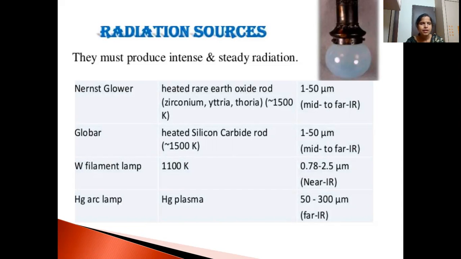This is the range where we can detect the various functional groups. Then the globar. The globar is a silicon carbide rod, heated at around 1500 kelvins. We observe the same range, 1 to 50 micrometers. Then we can use a tungsten filament at 1100 kelvin, where we get only near IR radiation. Then the mercury arc lamp, using mercury plasma, gives 50 to 300 micrometers, which falls in the far IR. So these are the various radiation sources we can use for an IR spectrometer: Nernst glower, globar, tungsten filament or mercury arc lamp.